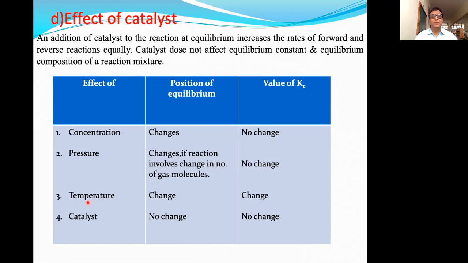Third factor is the temperature, effect of temperature. If the temperature changes, the position of equilibrium also changes and the value of Kc also changes. And last factor is the catalyst. What is the effect of catalyst on the position of equilibrium? There is no change on the position of equilibrium by using the catalyst. And what is the effect on the value of Kc by using catalyst? There is no change on the value of Kc by using the catalyst.